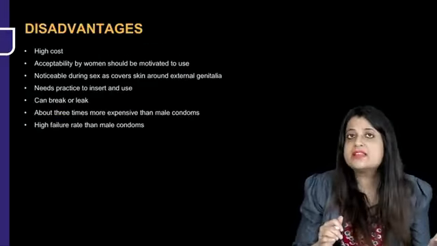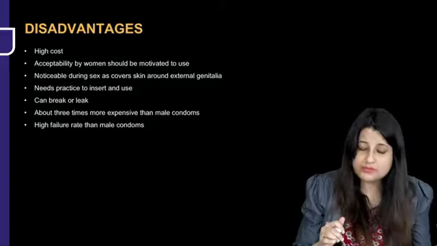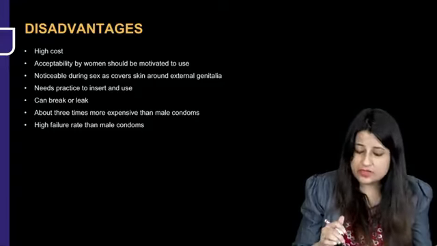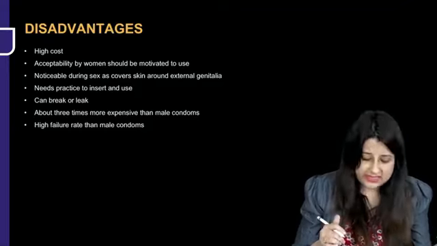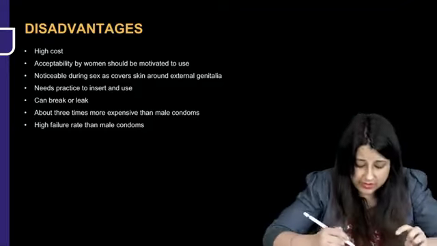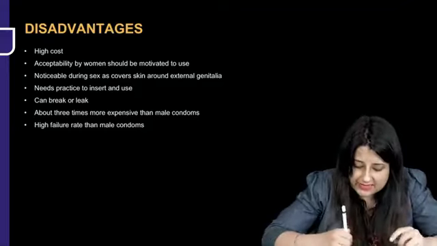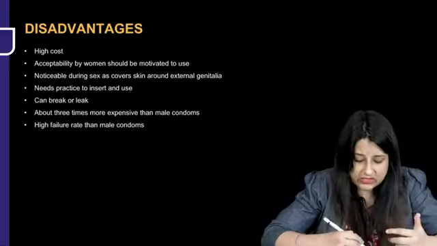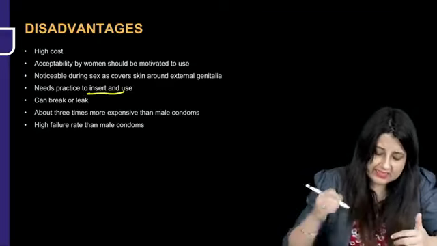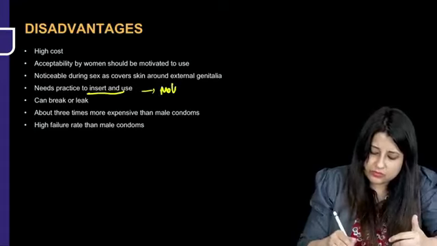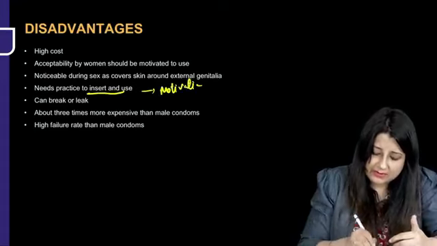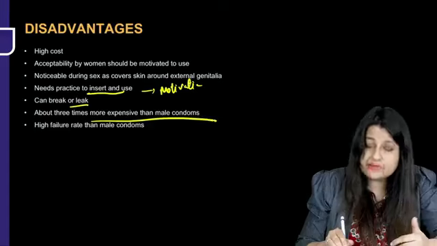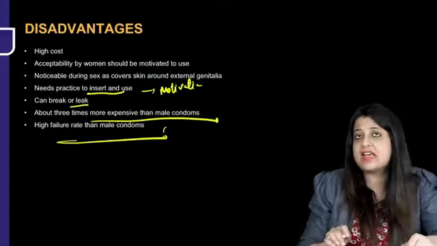But the disadvantage is its high cost, and acceptability by women; they should be motivated to use it, because it's not easy to insert a female condom. It's noticeable during sex as it covers the skin around the external genitalia. Like I said, it needs practice to insert and use, so motivation is required. Can break or leak. About 3 times more expensive, plus it has a high failure rate.